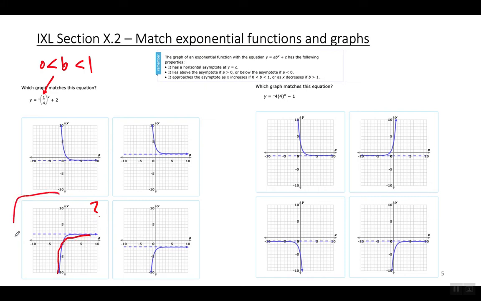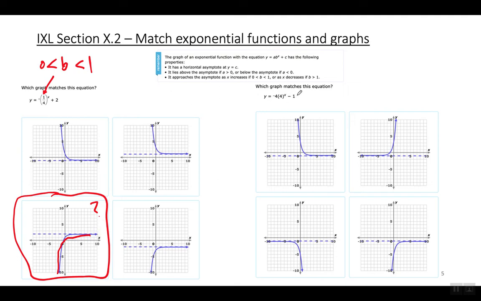So this is the correct answer for this one. Ok, para este, primero que nada, solamente hay una respuesta que tiene el asymptote en positivo 2, pero para también practicar lo demás, el signo negativo me dice que tiene que estar debajo del asymptote. El gráfico de la línea está debajo del asymptote y como B es un número entre 0 y 1, el gráfico de la línea se está acercándose al asymptote de izquierda a derecha.